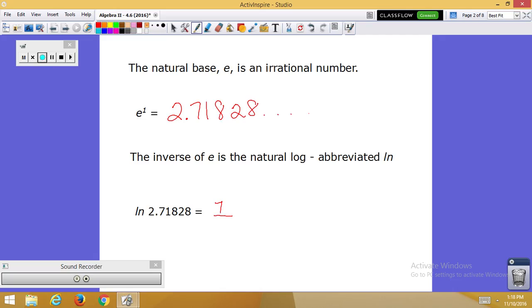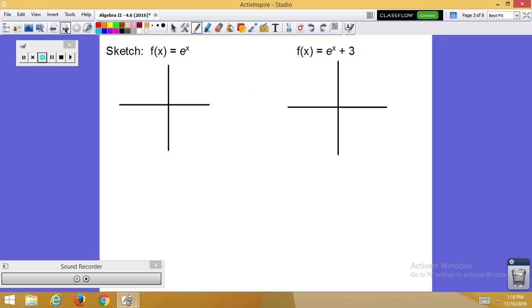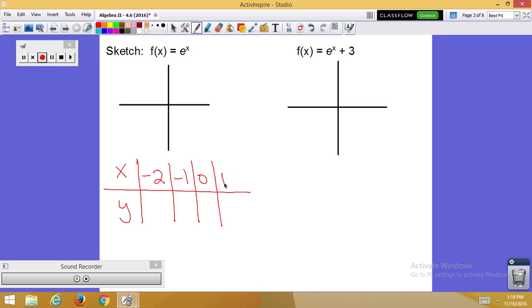We're going to do several things with the base e. The first thing we're going to do is graph it. It's an exponential function, so it should look like an exponential growth or an exponential decay function. We're going to start with simply e to the x. I'm going to input the numbers from -2 to +2. You can type these in with me and make sure that you get the same values.